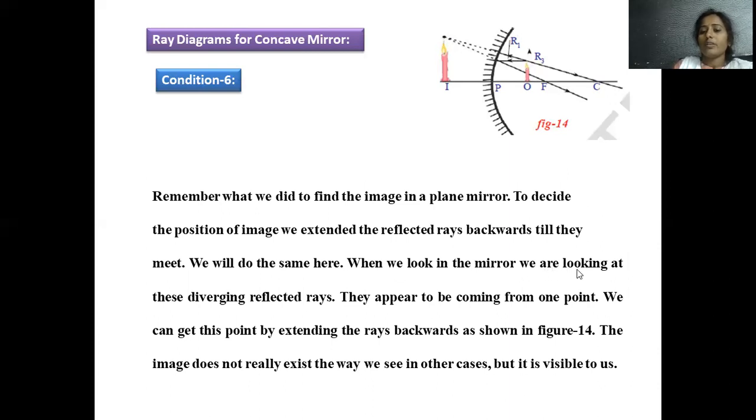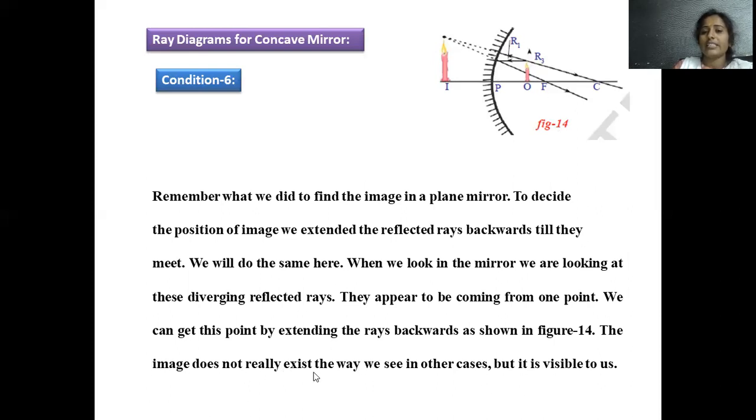So when we look at the mirror, we are looking at these diverging reflected lights. How can you say these are diverging lights? Because they do not coincide at any point. One of the lights is passing through the focal point, the second is passing through the center of curvature. Hence you can say these two are not meeting at any point. Hence these are called diverging rays. But the backward-extended reflected rays converge at a particular point where you obtain a virtual image, which is shown in figure number 14.